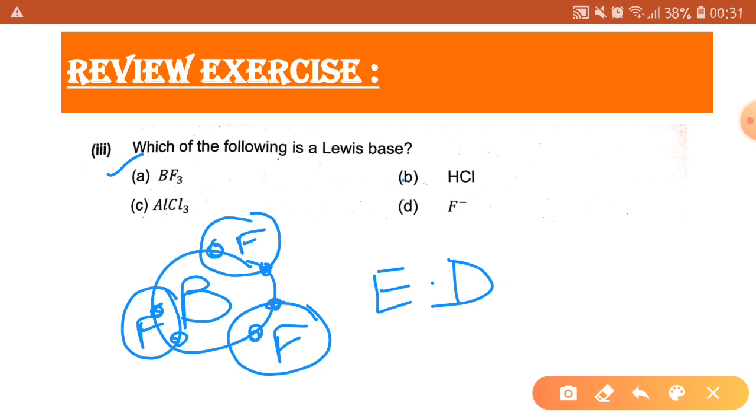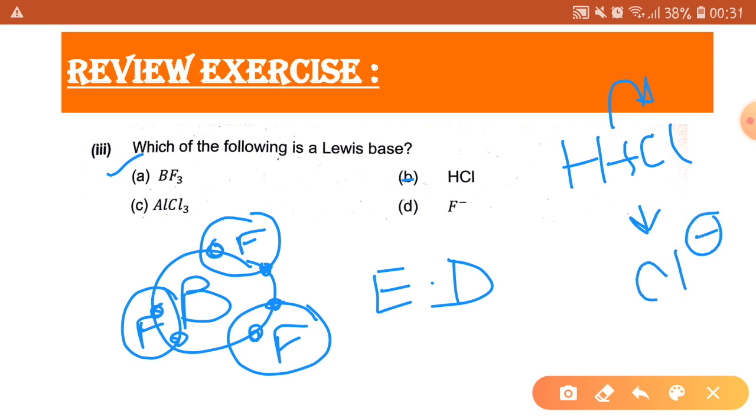Similarly, if we talk about option B, that is HCl, we have read before that when the bond between hydrogen and chlorine breaks, the hydrogen atom gives its electron to the chlorine atom, and that chlorine atom is converted into a chloride ion. When this bond breaks, the hydrogen atom comes off in the form of a hydrogen ion. This hydrogen ion is an electron deficient species. So this means that HCl is also acting as a Lewis acid here.